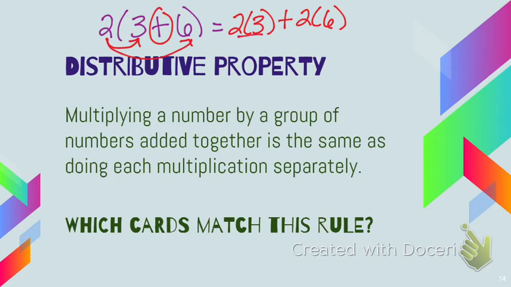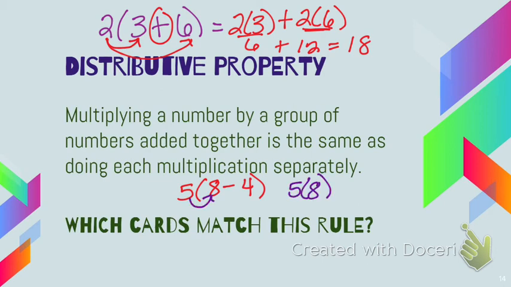So now 2 times 3 is 6. 2 times 6 is 12. So 6 plus 12 is 18. Okay. It works with lots of different things here. It also works with subtraction inside there. So I could say 5 times 8 minus 4. Okay. So again, I'm going to switch colors here so that it stands out a bit for us. But I'm going to do 5 times 8 minus, use that same symbol there, 5 times 4.